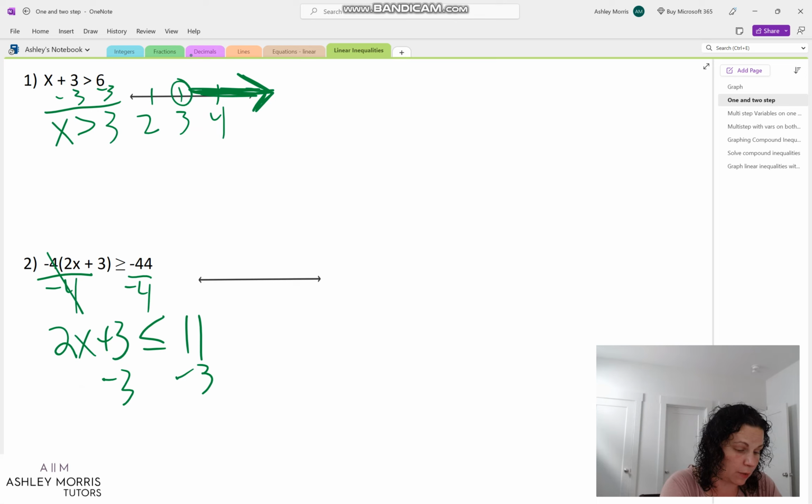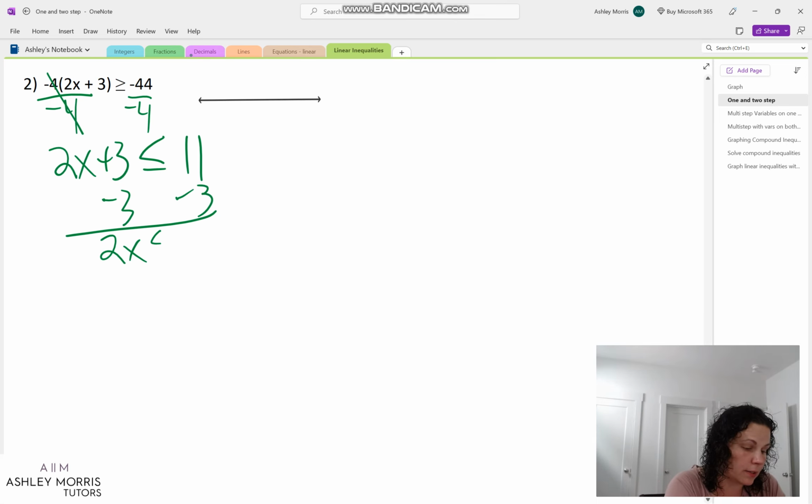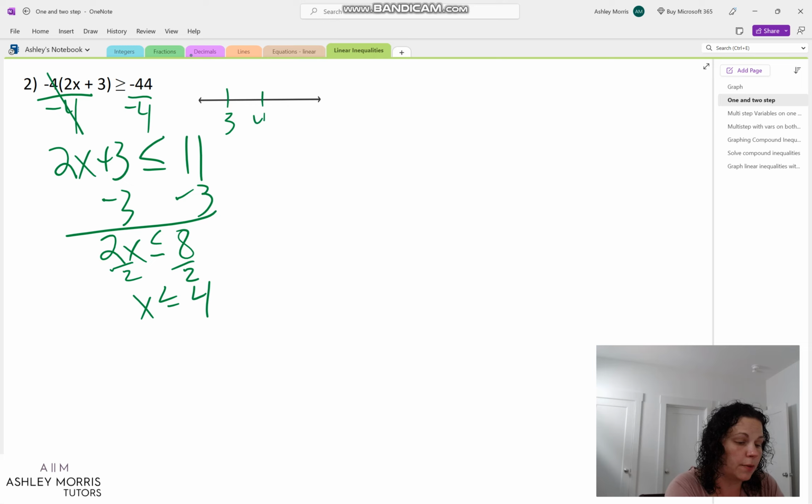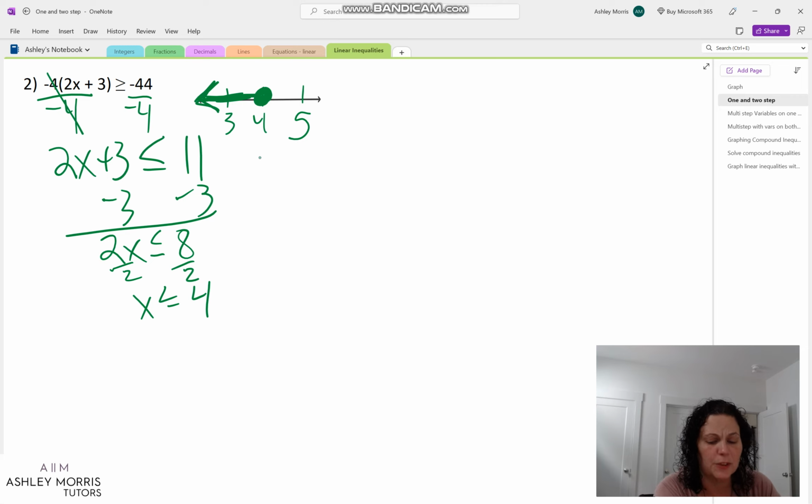Subtract 3. Okay, less than or equal to 11, 10, 9, 8. Divide by 2. X is less than or equal to 4. 3, 4, 5. Solid filled in closed circle. And less than. And if you wanted to distribute that -4 to start with, you'll still get the same answer.